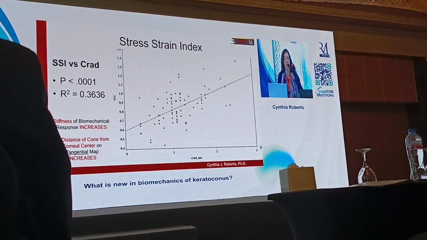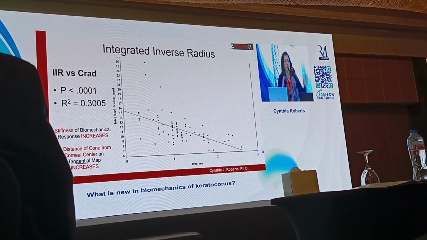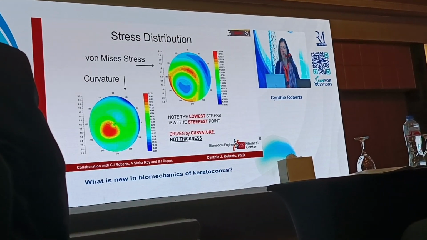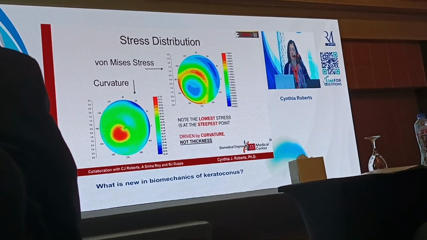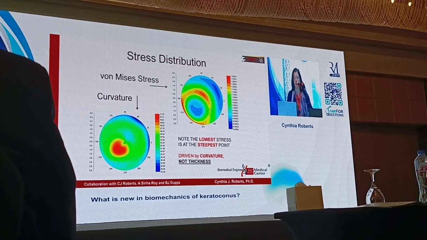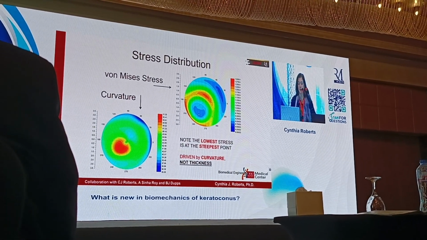This just shows that both of these regressions show that the farther away the cone is from the center, the steeper is the central curvature. And this shows, even with a complicated finite element analysis, the area of greatest curvature is actually the minimum stress.